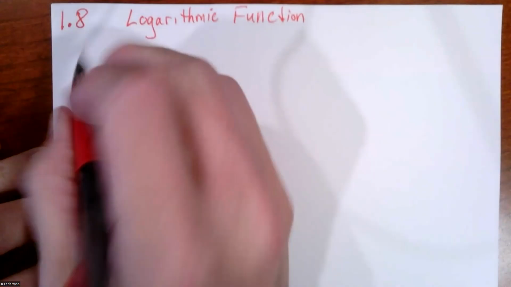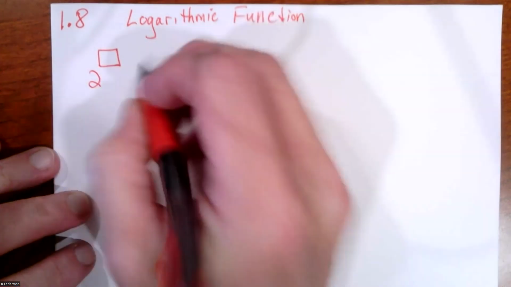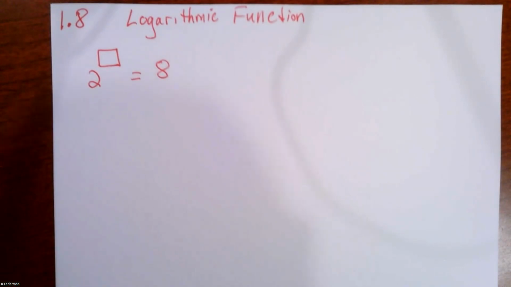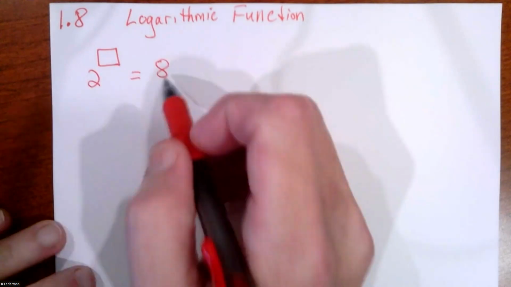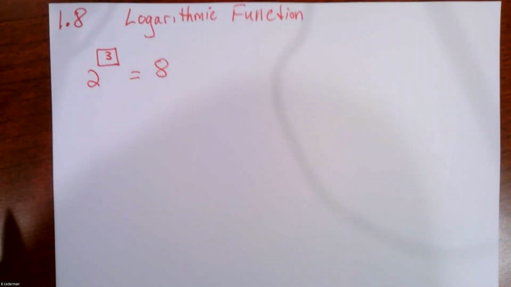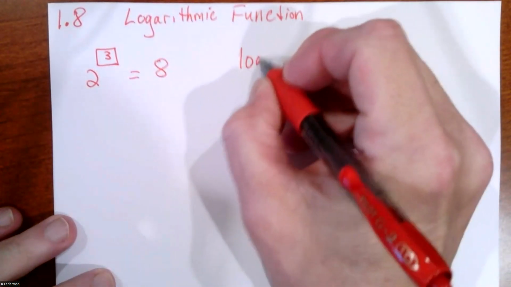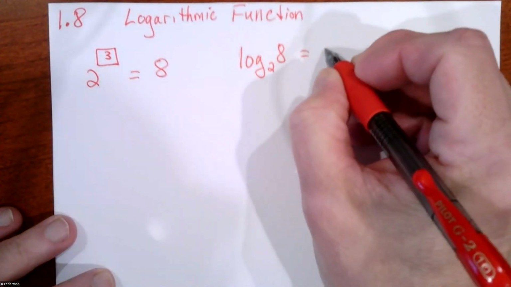Suppose I told you I had two raised to some power is equal to 8. I want to know what is the power I'm raising. What is the power that I'm raising 2 to get an answer of 8? Well, think about it. You know that the answer is 3. 2 to the third. And that's it. That's what a logarithm is. This is the same thing as saying that the log of 8 base 2 is equal to 3.